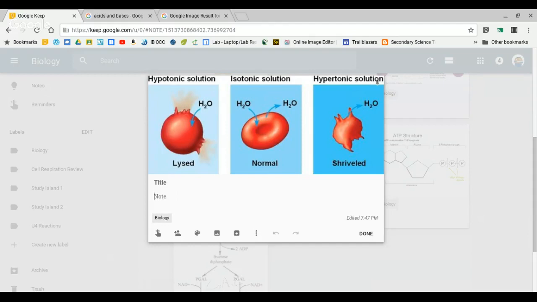Basically what's happening in a normal cell is you have diffusion occurring at a constant rate going in and out, whereas in a cell in a hypotonic solution, you have osmosis occurring really quickly into the cell, making it explode. In a hypertonic solution, you have osmosis occurring really quickly out of the cell, making it shrivel up. So not a whole lot with active transport and diffusion, just knowing the basic definitions of them.